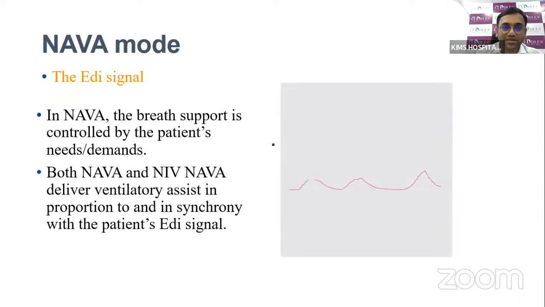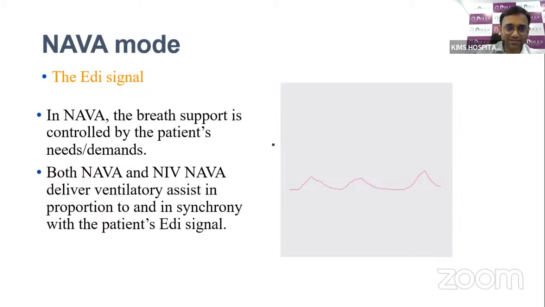So in NAVA, the breath support is controlled by the patient's needs and demand. Only when the brain sends a respiratory impulse will your breath be supported. Both NAVA and NIV-NAVA deliver ventilator assist in proportion and in synchrony with the patient's EDA signal. So everything is based upon the EDA signal, not the flow sensor. We'll identify early, have better synchrony, and know the amount of ventilatory support needed based upon the needs from the brain rather than from the flow.